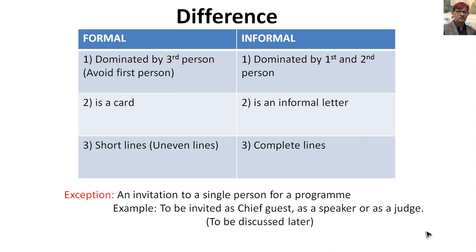Now, what is the basic difference between formal and informal invitations? I'll take it point by point. Number one, a formal invitation is dominated by third person and you have to avoid first person. I hope you know what first person, second person and third person are. First person means I, me, my, myself. You have to avoid these in a formal invitation. The second person is you, your, yours, etc. The third person is the name of a person, he, she, it, etc. So a formal invitation should be dominated by third person. I hope it's clear.